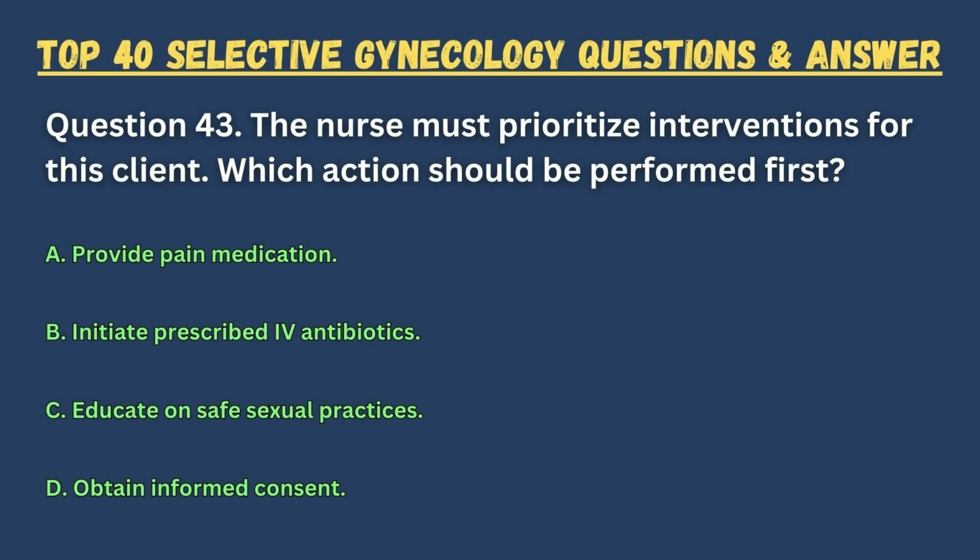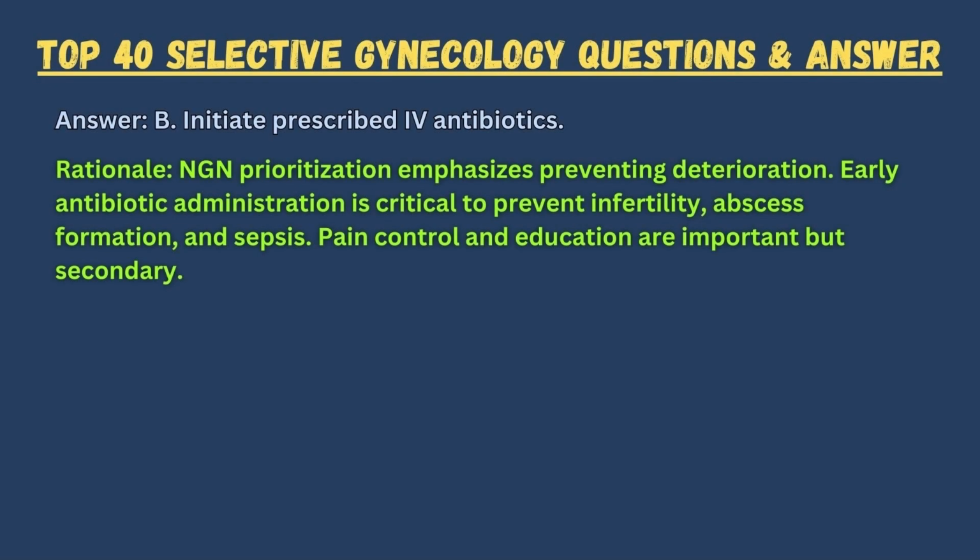Question 43. The nurse must prioritize interventions for this client. Which action should be performed first? A. Provide pain medication. B. Initiate prescribed IV antibiotics. C. Educate on safe sexual practices. D. Obtain informed consent. Answer: B. Initiate prescribed IV antibiotics. Rationale: NGN prioritization emphasizes preventing deterioration. Early antibiotic administration is critical to prevent infertility, abscess formation, and sepsis. Pain control and education are important but secondary.